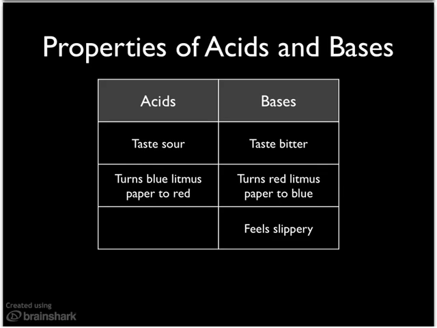So the first thing I want to do is go over some of the properties of acids and bases. And some of this you might know just from everyday life. When you encounter acids and bases, acids taste sour. For instance, vinegar tastes sour because it's an acid. Also, if you were to use blue litmus paper, you would notice that it would turn red if you put it into an acid.